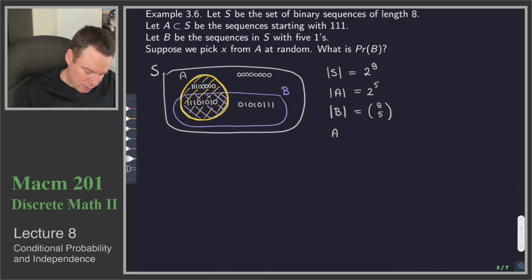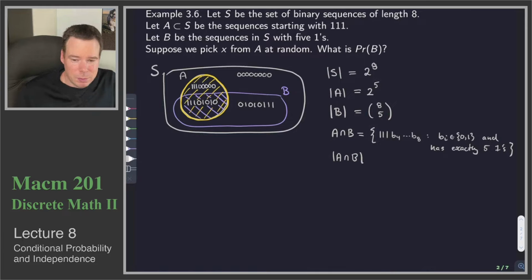What about A intersect B? We'd like to know that because that's the shaded region in our diagram, or at least the overlapping region. So that is the set of all sequences that start with 3 ones, and then the remaining bits could be anything from 0 and 1, and we want it to have exactly 5 ones in total. So that's our intersection. How big is it?